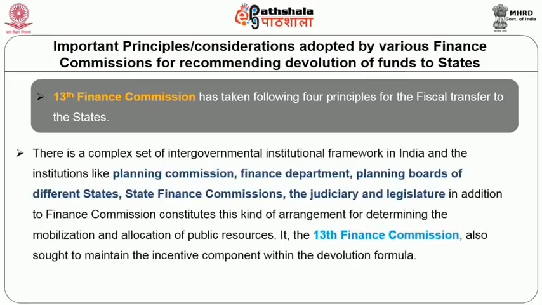There is a complex set of intergovernmental institutional framework in India, and institutions like the Planning Commission, Finance Department, Planning Boards of different states, State Finance Commissions, the Judiciary and the Legislature, in addition to the Finance Commission, constitute this kind of arrangement for determining the mobilization and allocation of public resources. Yet, the 13th Finance Commission also sought to maintain an incentive component within the devolution formula.